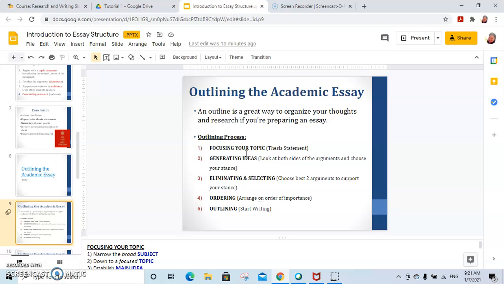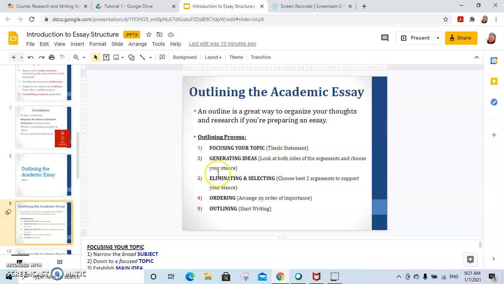Once you have done background reading of the 2 topics, choose one and then focus on your topic. Form a thesis statement, whether you agree or disagree. All right, and then generate ideas. Look at both sides of the arguments and choose your stance. Only after you have actually brainstormed the pros and cons, both sides of the topic, should you be able to choose your stance, whether you agree or don't agree with the topic.